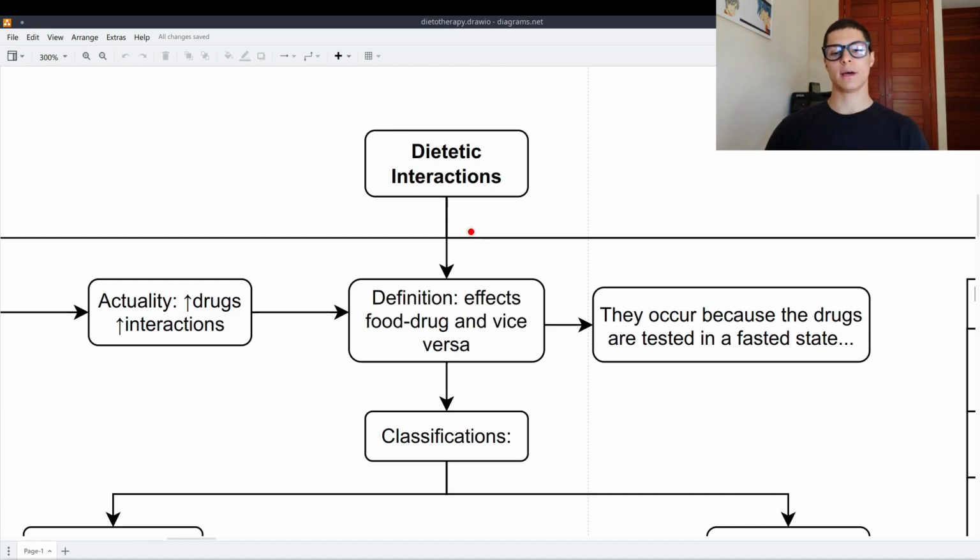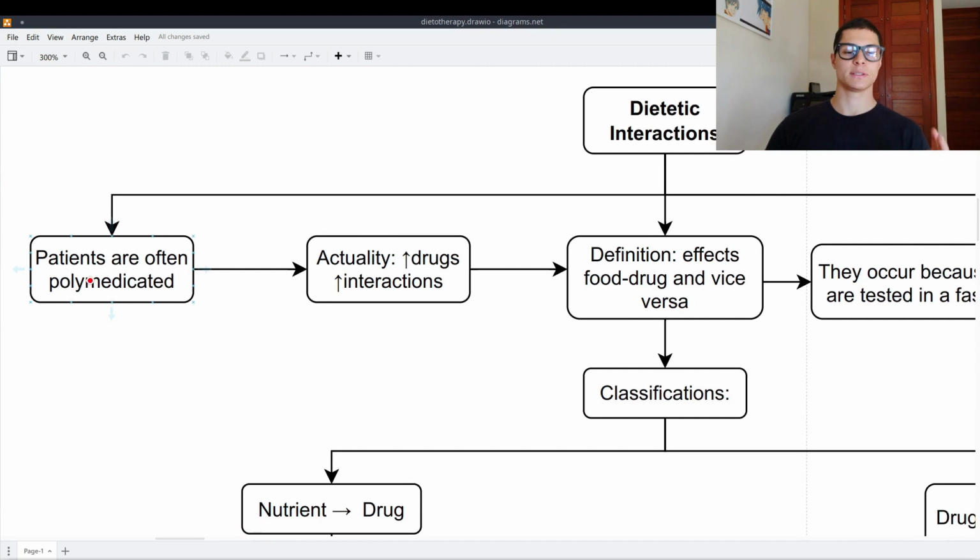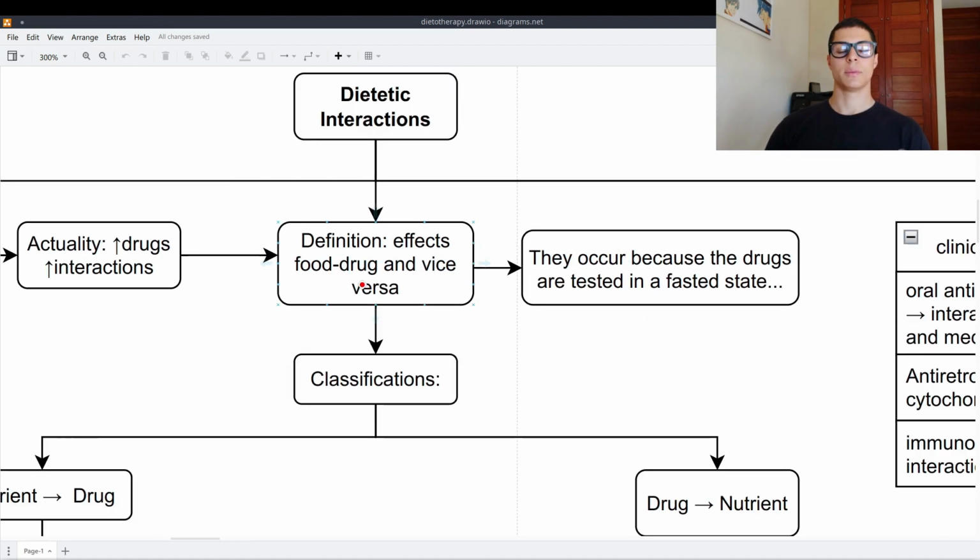Then we need to take a look at dietetic interactions. So you have to know that patients are often polymedicated. So we need to see which interactions happen between the medication they're taking and the food they're eating. High consumption of drugs, high interactions. So basically the dietetic interactions are the effects, food to drug, and vice versa.